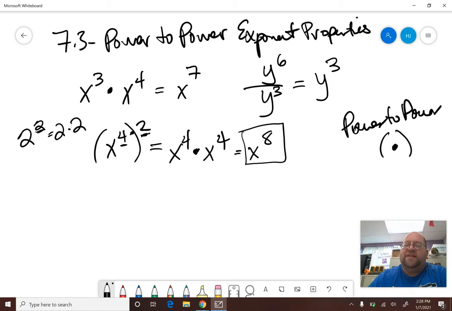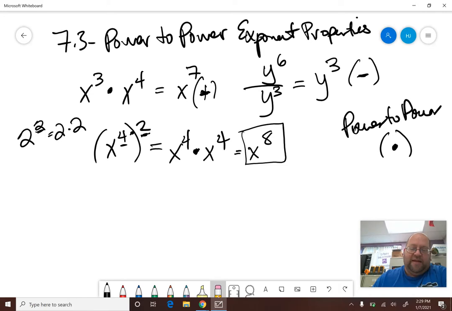And I'm going to use the raised dot because in algebra we don't use the x. That gets confusing. So again, if we multiply, we actually add. If we divide exponents, we actually subtract. And if we have a power to a power, then we actually multiply. So that should be a little helpful note that's going to help you with these type of problems. So let's dive right in. Let's look at some more problems here.